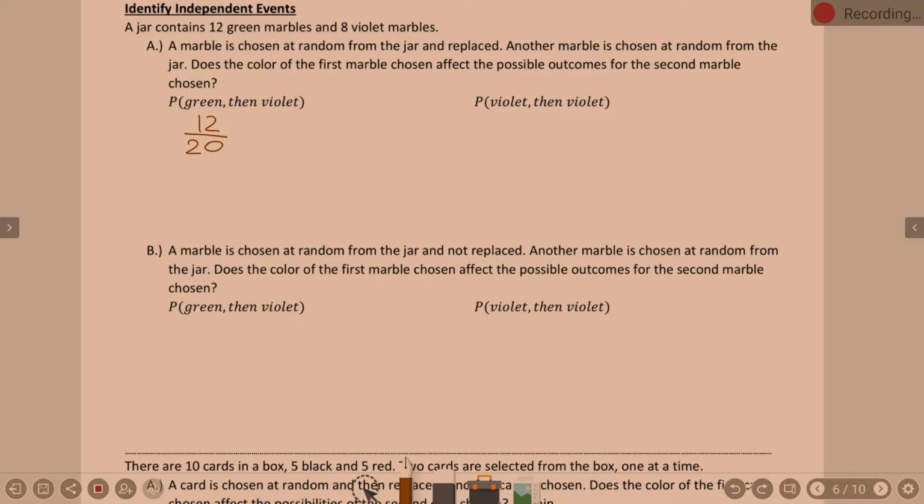After you draw that green marble, what did the scenario tell us? You replace it. So now, what's the probability of drawing the violet marble? I drew a green marble, I put it back, and I'm now drawing a violet marble. 8 out of 20. There's 8 violet out of 20 total marbles.